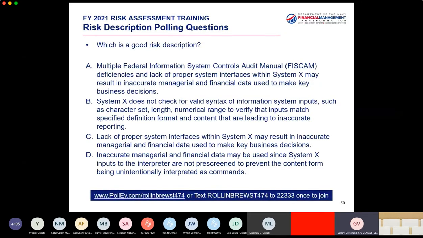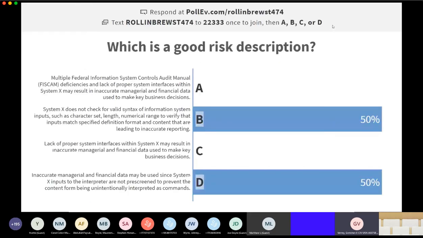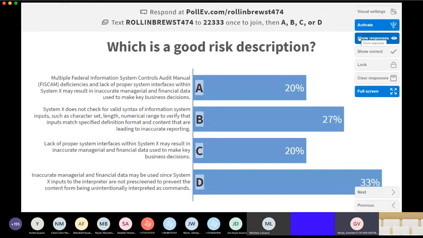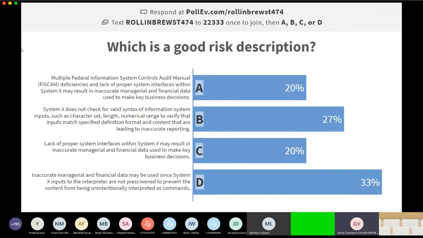Okay, so this is another one. I think that the answers are going to be somewhat subjective, but we will go ahead and move into this question. Which of these is a good risk description? And we'll let folks take a minute. And so, as I mentioned, if you've already texted Rollins Bruce 474 to 22333, you do not need to do that again. You can just enter your A, B, C, or D into that message chain.